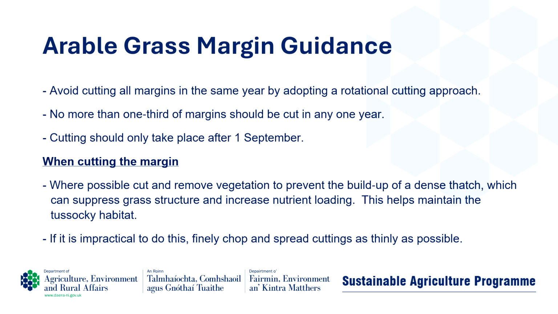When cutting the margin, where possible, cut and remove vegetation to prevent the buildup of a dense thatch, which can suppress grass structure and increase nutrient loading. This helps maintain the tussocky habitat. If it is impractical to do this, finely chop and spread cuttings as thinly as possible.